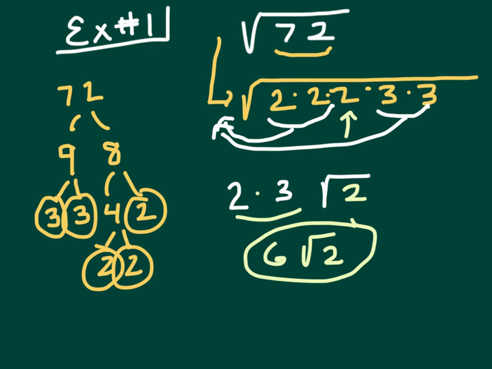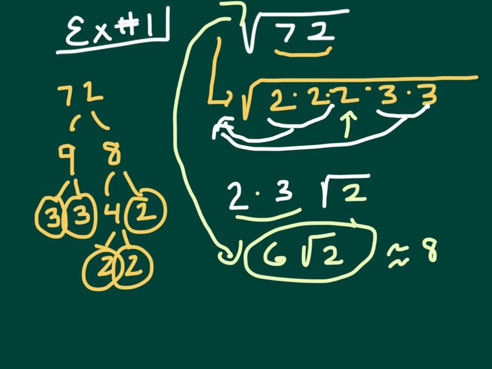Now let's talk about this for a moment. What is this? This is the same decimal answer as the square root of 72. Now if you do have a calculator and you type in the square root of 72, you get a decimal that's about 8.485.